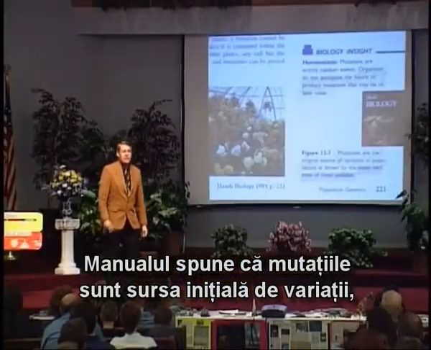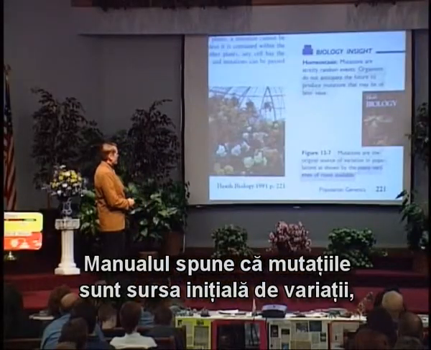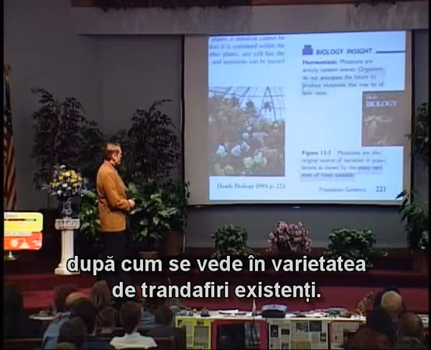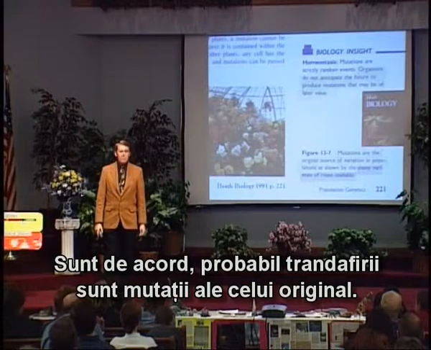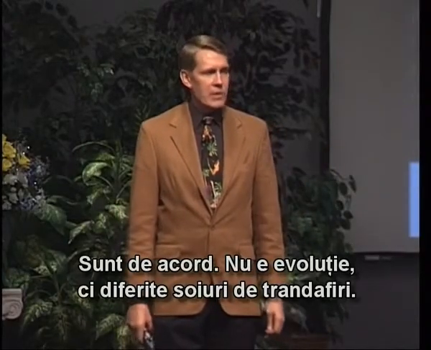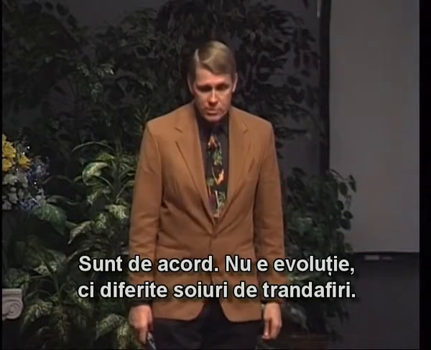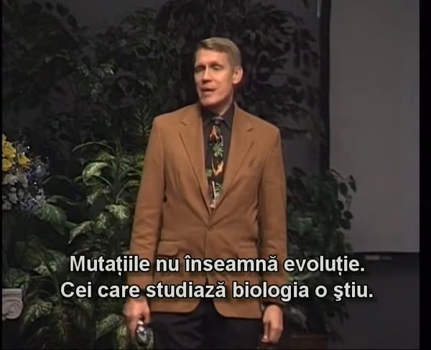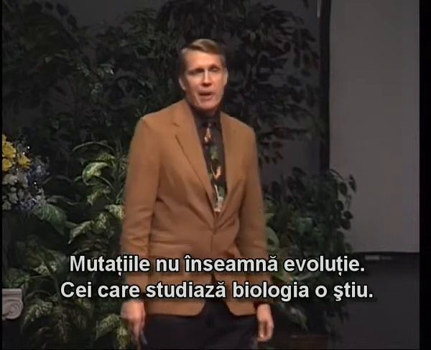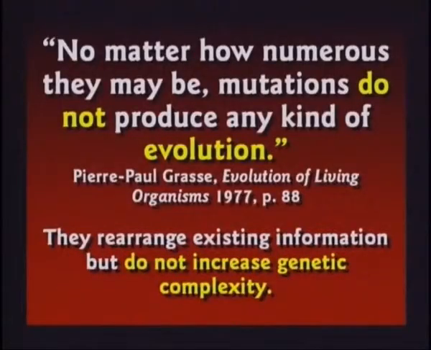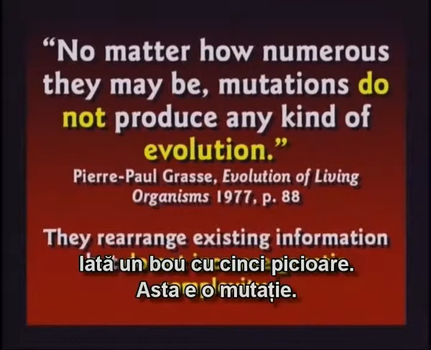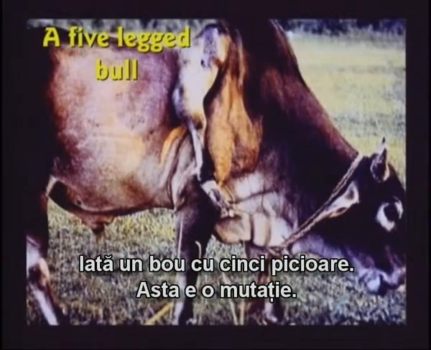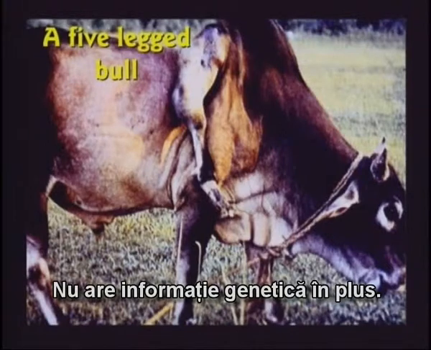This textbook says mutations are the original source of variation in populations, shown by the many varieties of roses available. I agree, probably all the roses are mutants from the original rose. I agree with that. That's not evolution. That's a variety of rose. Mutations do not produce any kind of evolution, and anybody that studies biology knows that. Pierre Grassé believes in evolution, but he says it doesn't work, folks. It doesn't happen. Here's a five-legged bull. That is a mutation. Notice he did not get any new information.